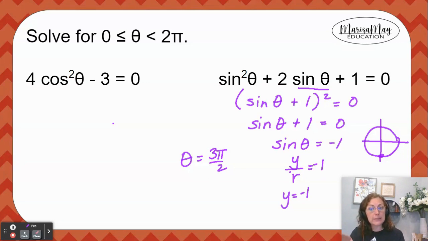But that would be my only solution, because it's the only place that y equals -1. I hope this helps.